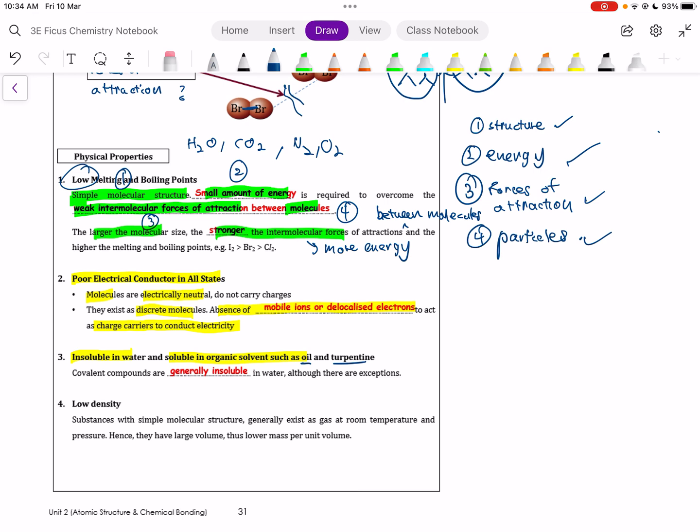In O levels, basically they usually have low density. The reason is that they exist as gas at room temperature with this simple molecular structure. So they have very big volume, so lower mass per unit volume. Remember, density is equal to mass over volume. So when you have a big volume, the density drops. That's why I say lower mass per unit volume.